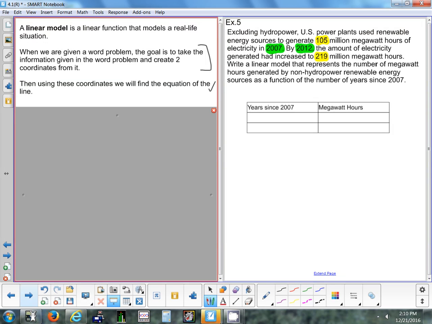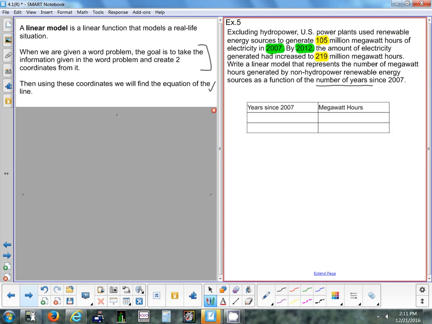All right, so what I've done is I've highlighted the numbers that are important. These are kind of the numbers that are going to have something to do with our points. Now, it says to write our equation in terms of number of years since 2007. So let's look at the two numbers in green. And let's figure out how far away each of those numbers are from 2007. Let's start with 2007. How many years away from 2007 is 2007? 0. 0 years since 2007 means 2007.